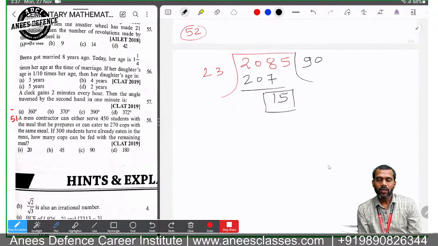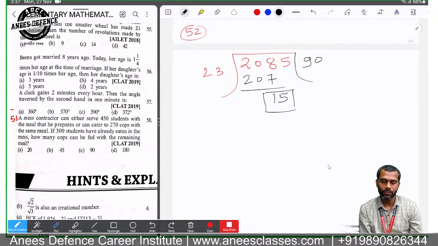A mess contractor can either serve 450 students with the meal that he prepares, or can cater to 270 cops with the same meal. Okay. If 300 students have already eaten in the mess, how many cops can be fed with the remaining?